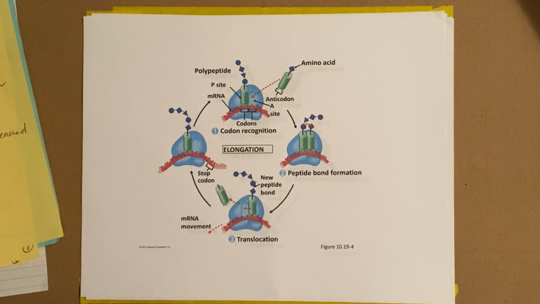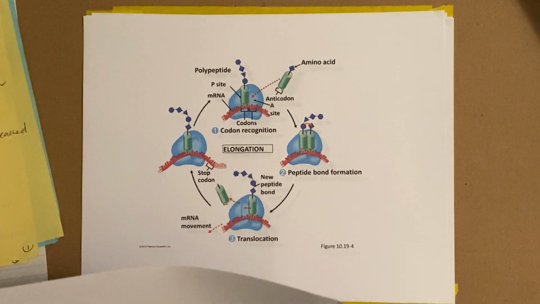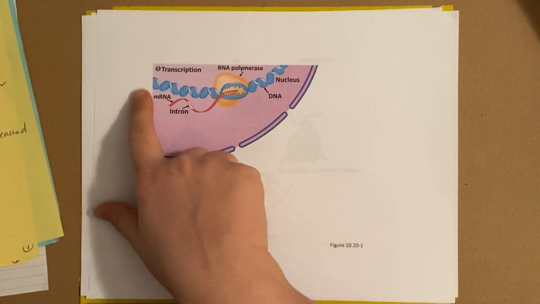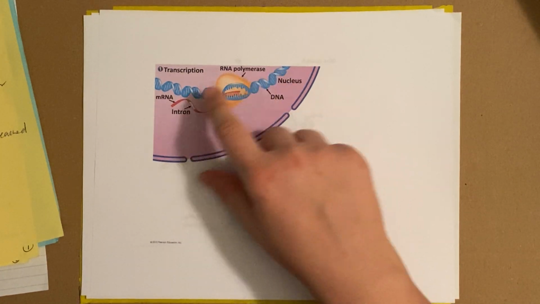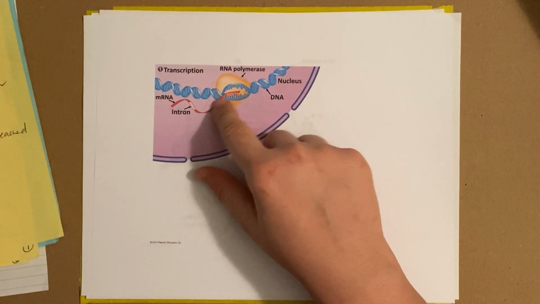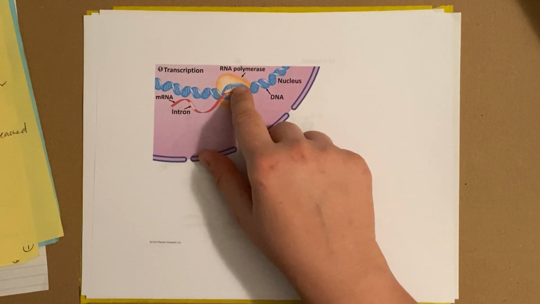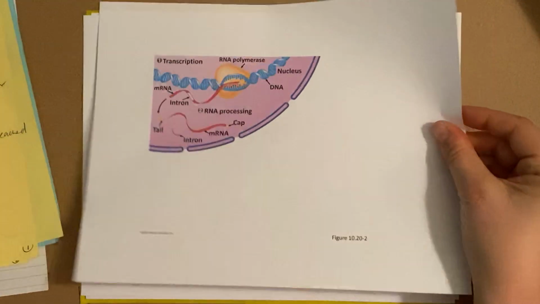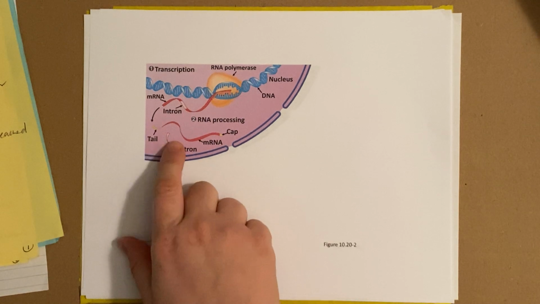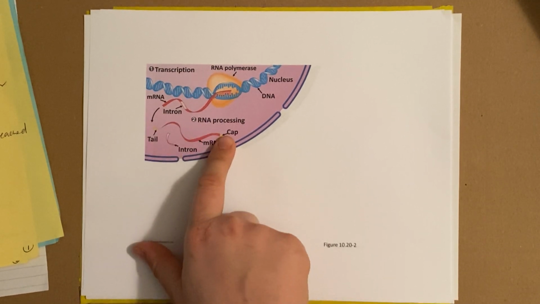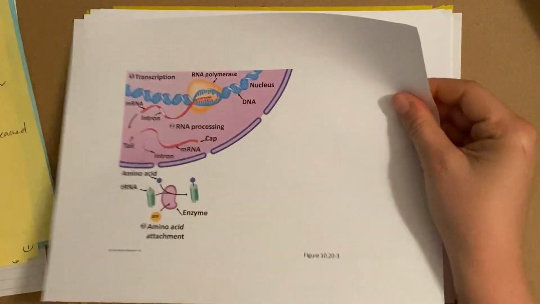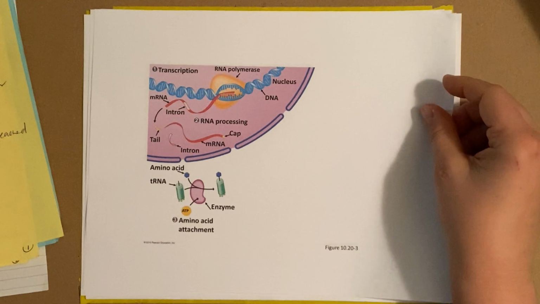So here is just an overview of everything that we've talked about. Transcription takes place in the nucleus, okay? So you have your full DNA double helix, two strands. You're going to have RNA polymerase come in here and create this new mRNA strand. There are going to be introns within the mRNA strand, and those are going to have to be removed. So we have introns removed, a tail and a cap are going to be put onto the mRNA, and then the mRNA is going to be able to leave the actual nucleus, okay?